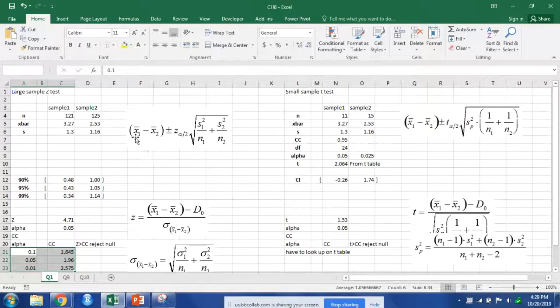So here is that formula: difference in means plus or minus z alpha divided by 2, times the square root of our variances divided by their sample sizes. I've calculated it out based on whether it is a 90% confidence interval, 95% confidence interval, or a 99% confidence interval. So you just put in your sample sizes, your sample means, and your sample variances.